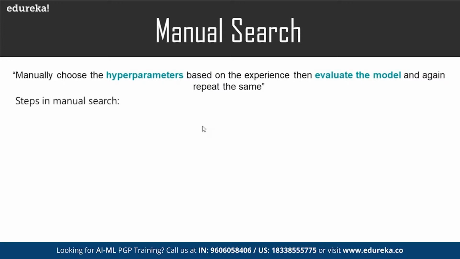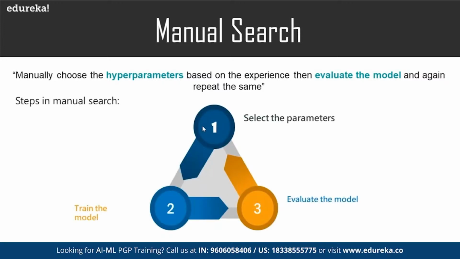So here we go. The steps in manual search are usually selecting the right parameters, and then training the model. Training the model of course happens after the model selection, which is part of the machine learning modeling. And then, moving further, we would say the model evaluation.